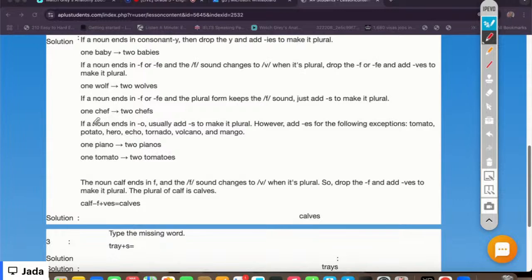So we have, if a noun ends in O, usually add S to make it plural. However, add ES for the following exceptions. So we have some exceptions like tomatoes. So you have to add ES to this one.